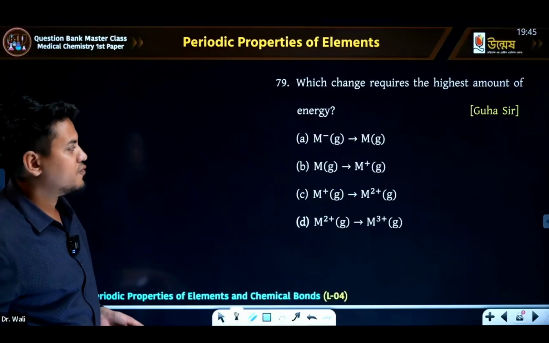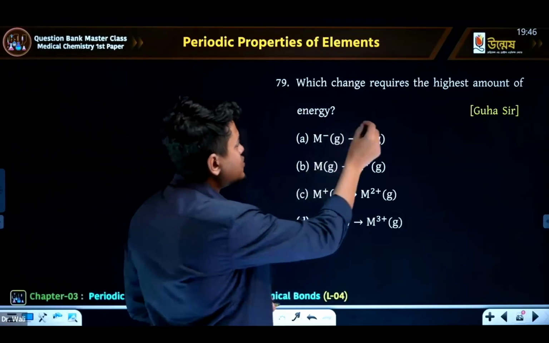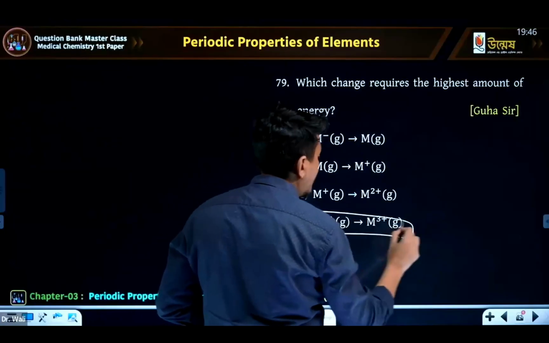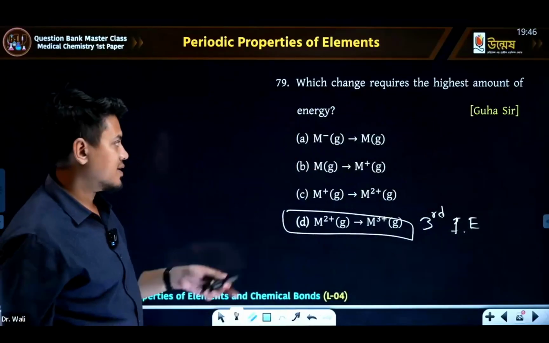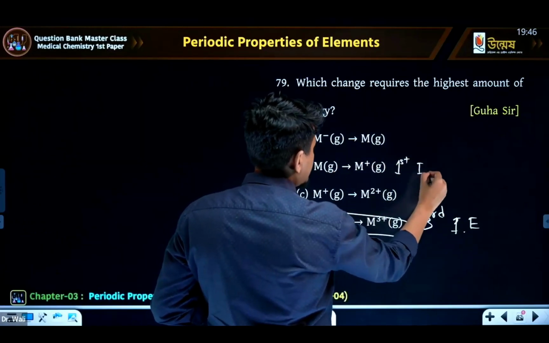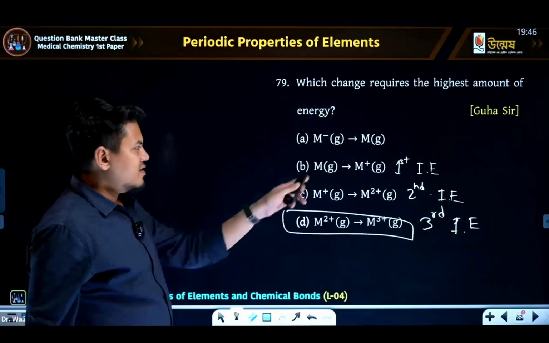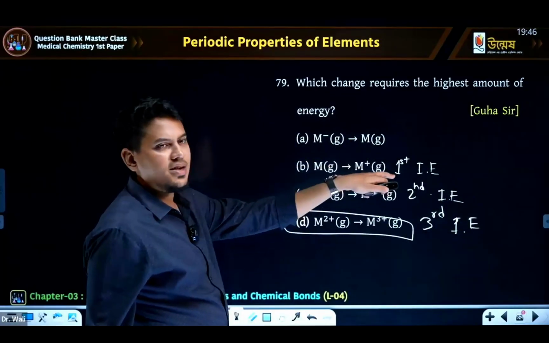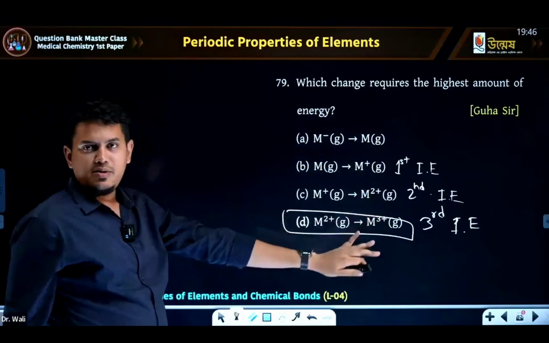Which change requires the highest amount of energy? Magnesium 2 plus to magnesium 3 plus. Actually, the highest amount of energy will be required for the third ionization potential. This is called third ionization energy. So D will be the answer. This one is first ionization energy. This one is second ionization energy. And what is that? This is also an ionization energy, but it is like zeroth ionization energy, from negative to positive. This is not considered a periodic property.